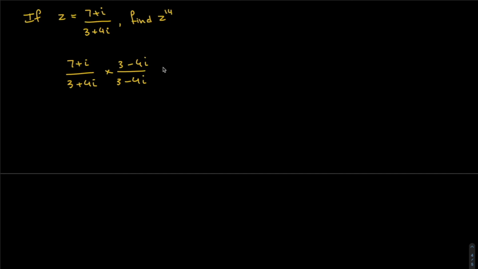So when we multiply it by its conjugate, what we get is (7 + i)(3 - 4i) upon a squared plus b squared. Remember, a squared is 9, plus b squared, 16. So 9 plus 16 is 25. Again, you can do the small calculations on your own. I just showed you a shortcut trick.